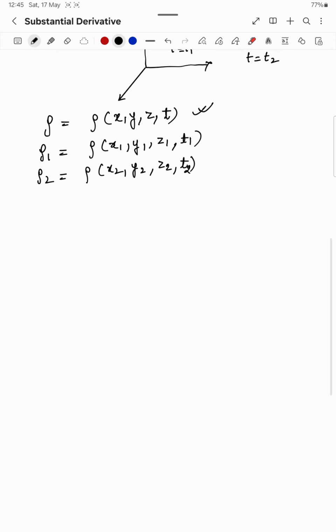For that, we'll use a simple theorem called Taylor's theorem. I'll give a brief understanding of that theorem. Suppose we have a function f, and we know the value of function f at x. We want to find the value of function f at x plus h.